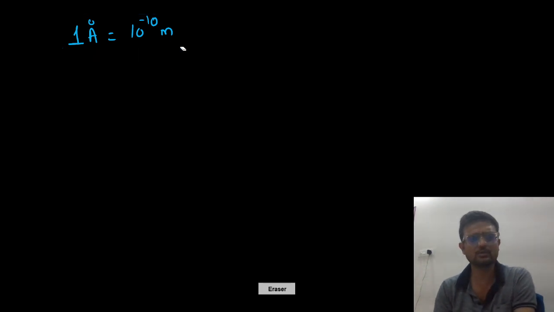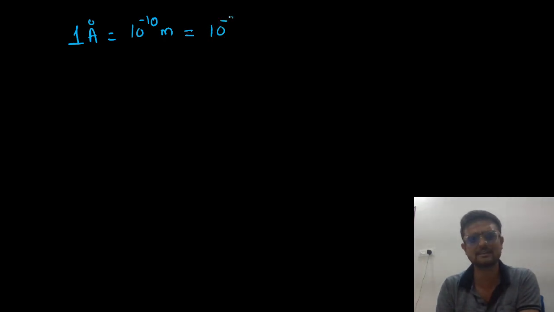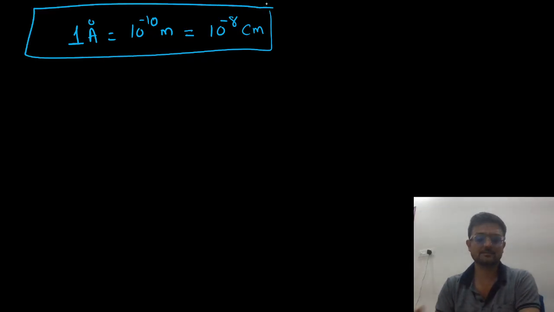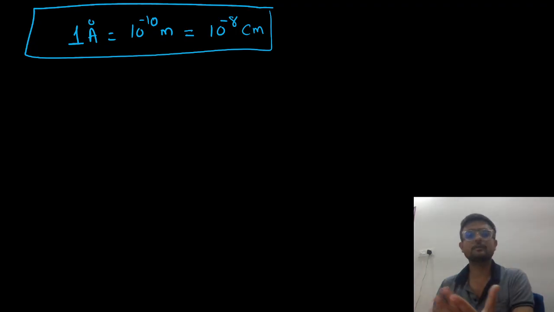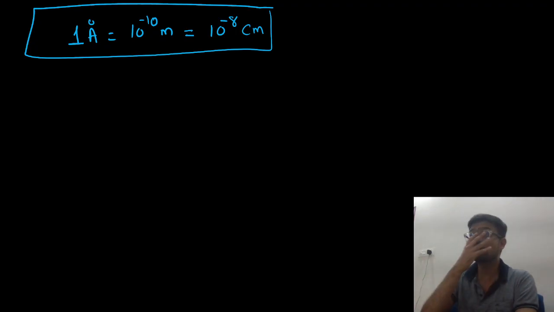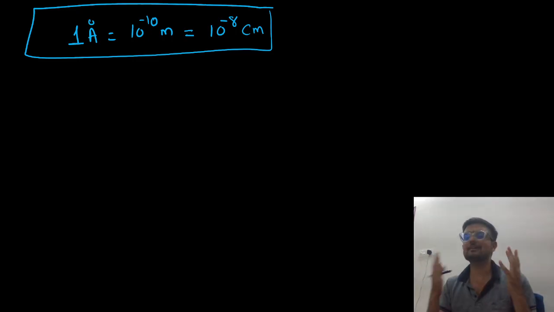Or if I want to express this in centimeter, I hope you know that 1 meter is equal to 100 centimeter. So I can replace this by 10 to the power minus 8 centimeter. This is how I can express the wavelength. Now, remember one thing: we are talking about length. In exam, it's not always necessary they will give you the length in angstrom. They may use meter, centimeter, picometer, nanometer, femtometer, anything.